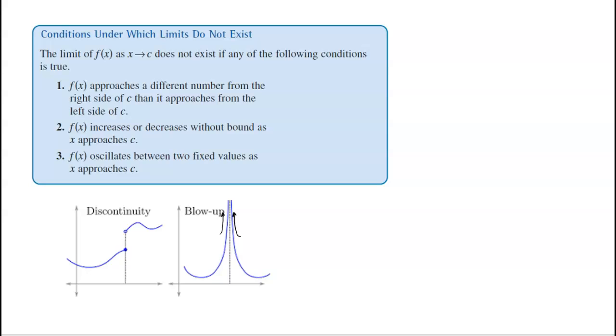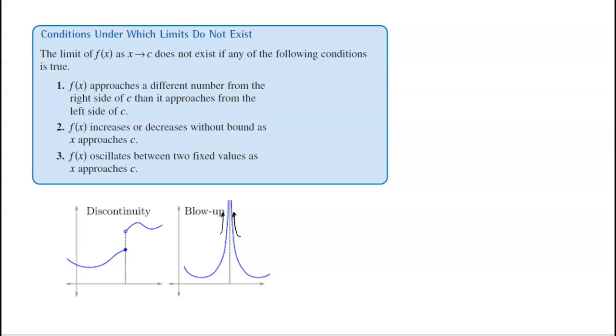Now the third one means that it oscillates between 2 fixed values. Basically, oscillation means that you're just going back and forth between 2 values. For instance, if you made a table of points and as your numbers get closer and closer to something, maybe your outputs are bouncing back and forth between, say, +1, -1, +1, -1. If it keeps bouncing back and forth between these two, it's oscillating, which means you're never really getting closer and closer to a specific number.